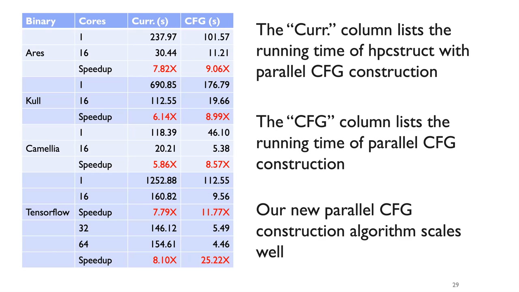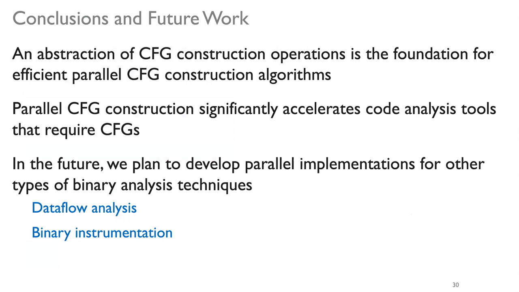HPCStruct is now limited by other serial phases, and the total running time of HPCStruct has been significantly reduced. In summary, we find that an abstraction of CFG construction is the foundation for efficient parallel algorithm for CFG construction. Parallel CFG construction significantly accelerates code analysis tools that require CFG.